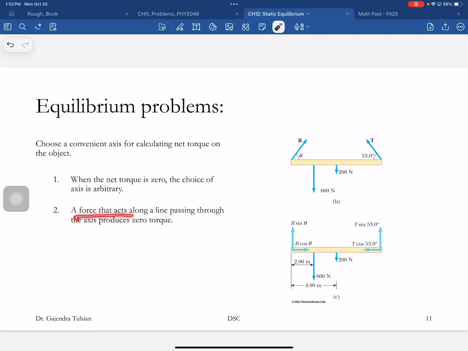A force that acts along a line passing through the axis produces 0 torque. So what this is saying is, in this problem here is the tension. That tension has been broken up into two components, this component and that component. You can think of this single force as being replaced by this force and this force. If you're calculating the torque about this point, this one will have 0 torque because its moment arm is 0. Only this one will have a torque, a clockwise torque about that point. So you just need to remember all those little tricks.